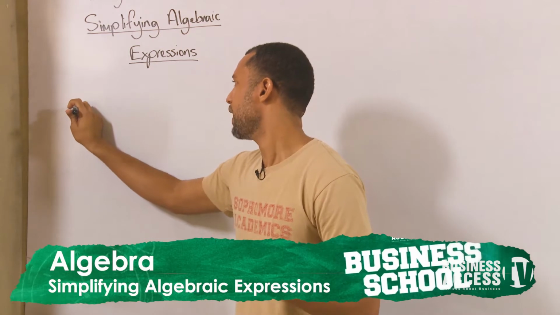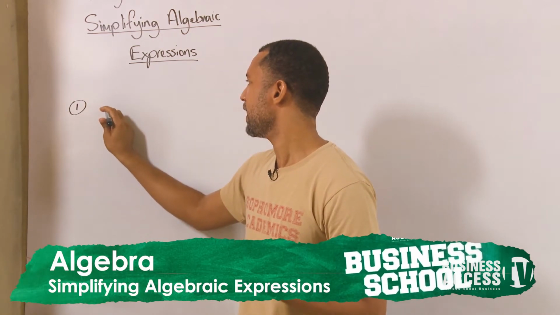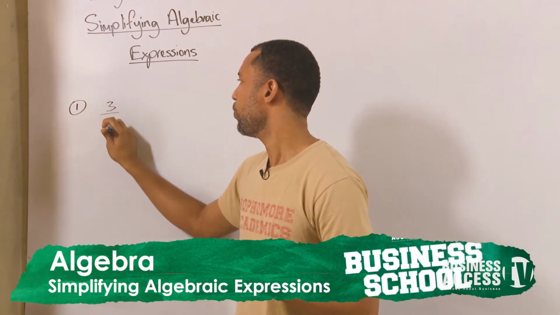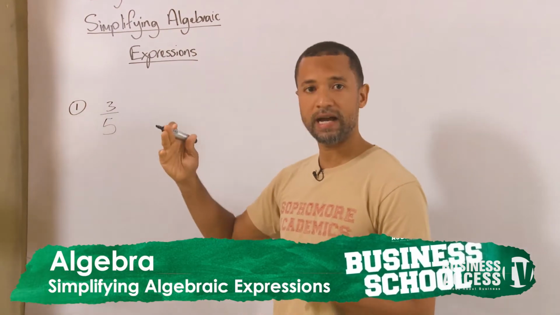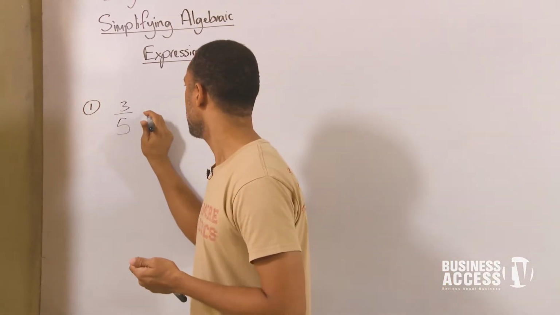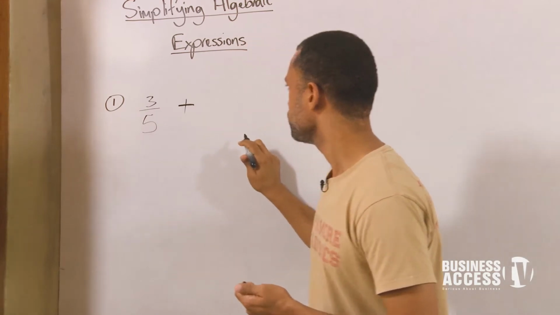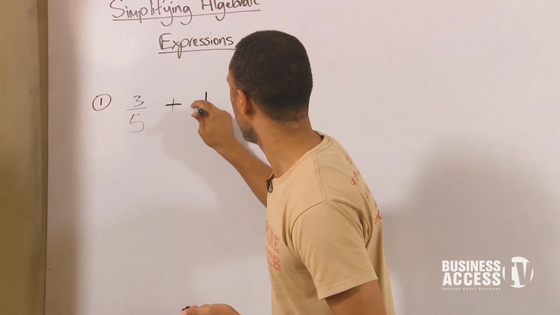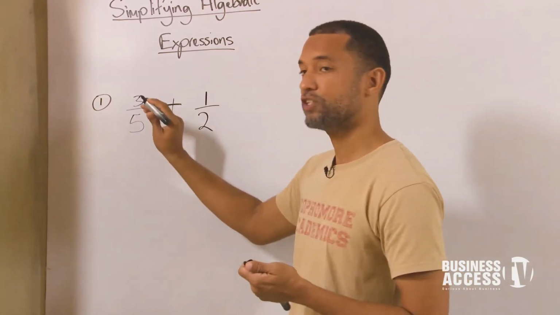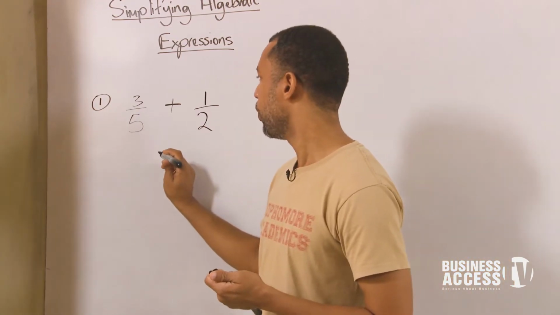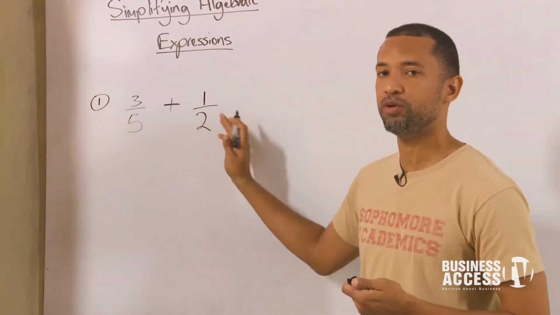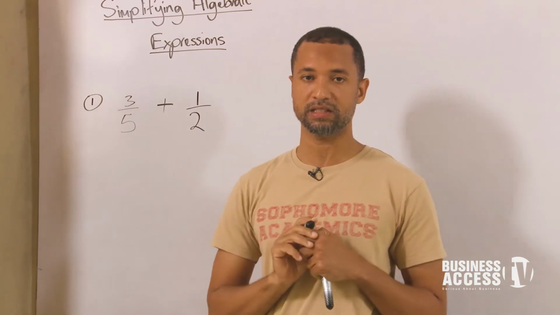So here we have, let's say, 3 over 5. Guys, are you seeing that? 3 over 5. And let's say we're going to add 1 over 2. So it's 3 over 5 and we're adding 1 over 2. So 3/5 plus a half. How do we do this, ladies and gents?